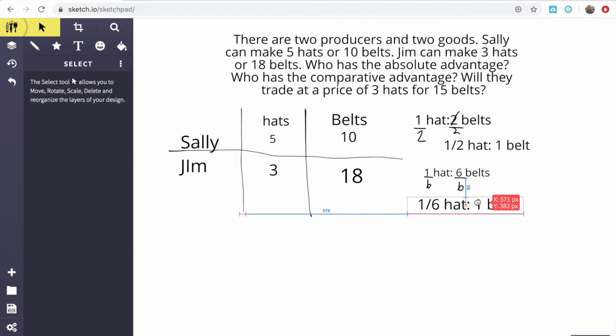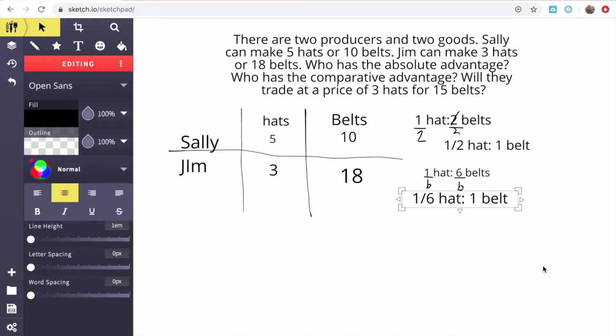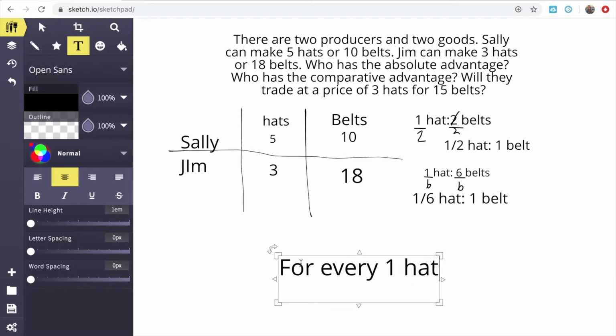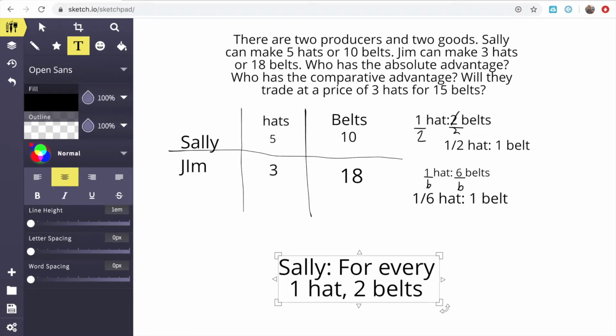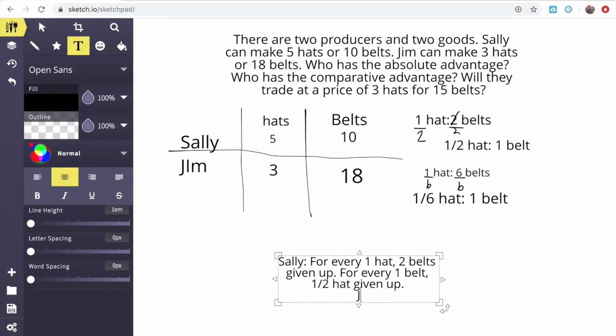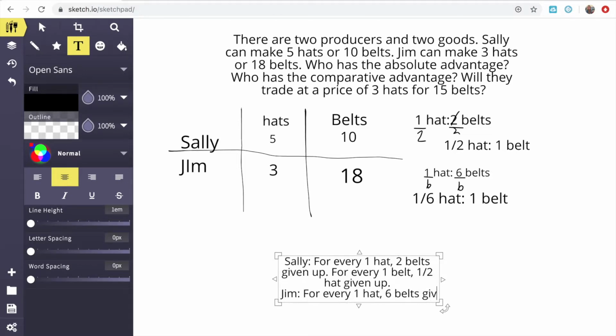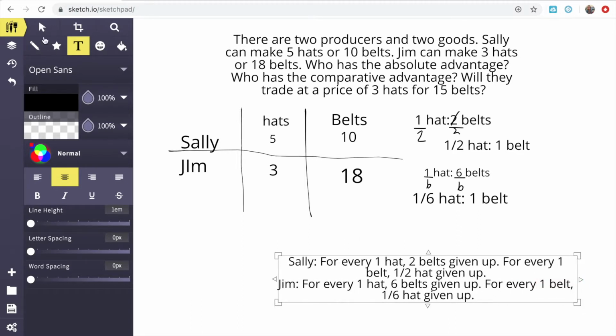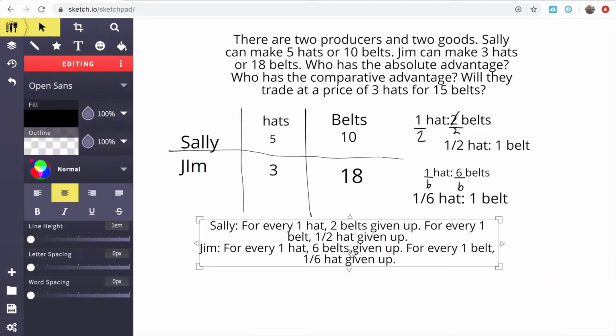Now I'm going to write this out so that it's easier to understand conceptually. For those of you who don't love math, this might help you. In Sally's production, for every 1 hat she produces, she gives up producing 2 belts, and for every 1 belt she produces, she gives up producing 1/2 of a hat. In Jim's production, for every 1 hat produced, he gives up 6 belts, and for every 1 belt produced, he gives up the production of 1/6 of a hat. So now we've finished setting up the beginning of the problem, and we're going to start answering the questions.